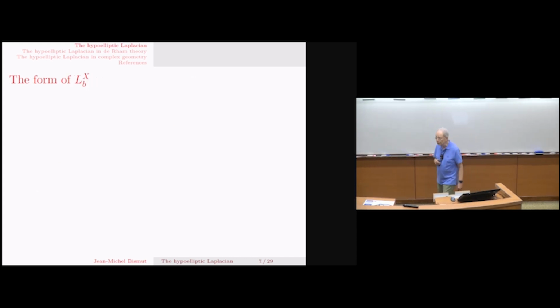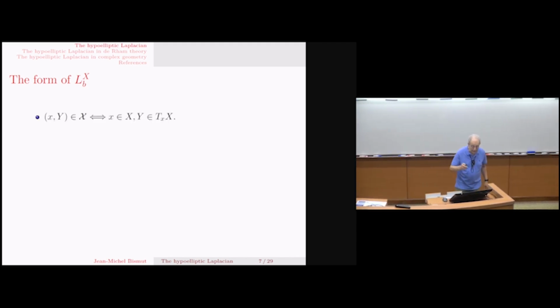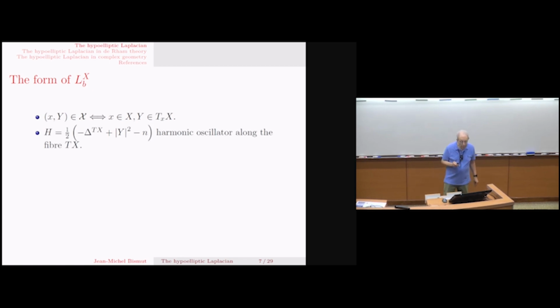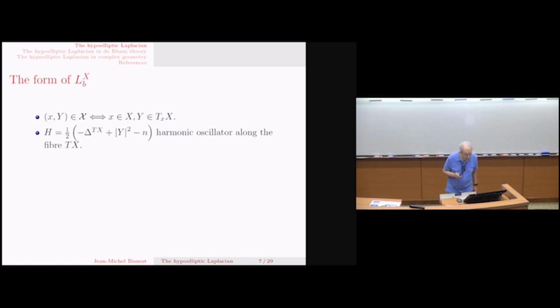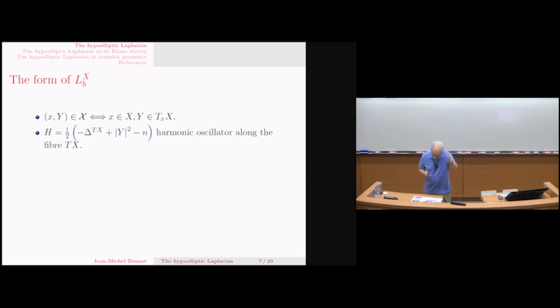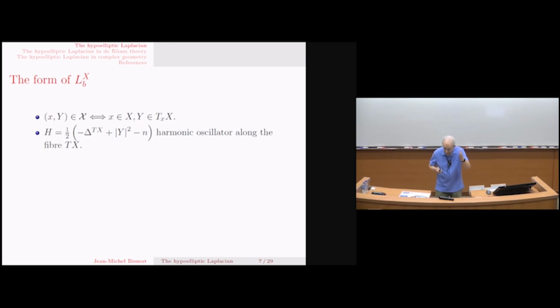So let me show you, first of all, what this hypoelliptic Laplacian looks like. I consider the manifold X script, which is the total space of the tangent bundle, with coordinates X, which is in the base manifold, and Y, which is in the fiber. So in other words, this X script has double the dimension of the original manifold. So the first operator I will consider is the harmonic oscillator along the fiber. On a Riemannian manifold, the vector fibers are Euclidean vector spaces.